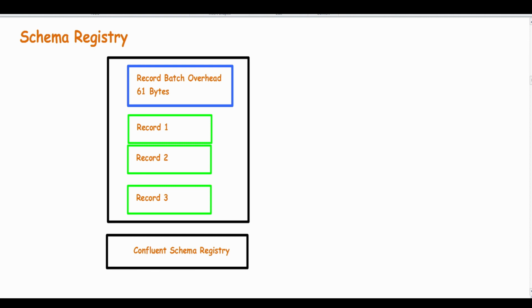So you are just storing the schema in the Confluent schema registry and only the schema ID in the actual record. This also improves the overall process and reduces the message size because you are taking the schema part out of the actual data.